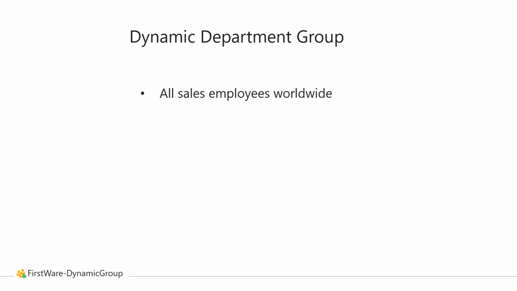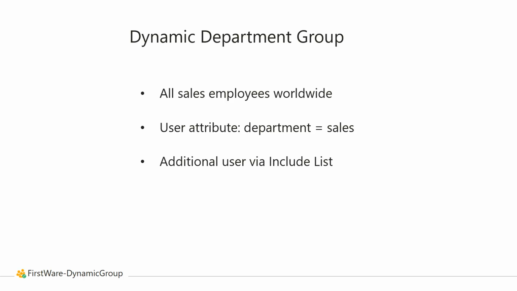In this video, I'd like to show you how to create dynamic department groups in Active Directory. The group shall include all users that work in the sales department worldwide. Technically speaking, all users with the value sales in their department attribute. Finally, the group gets an additional member who is not working in the sales department. An auditor, for example. This user will be added with an include list.